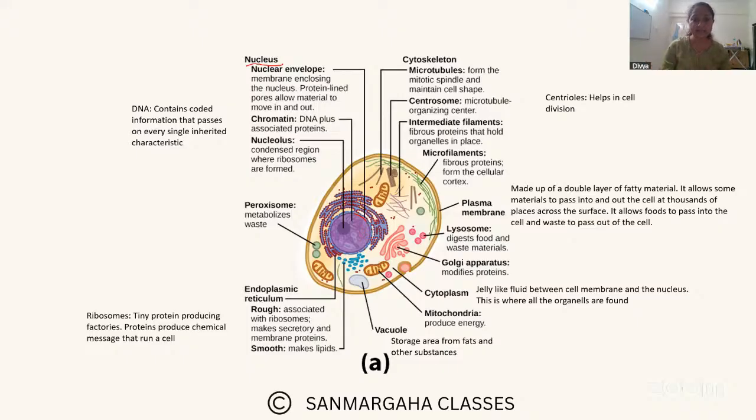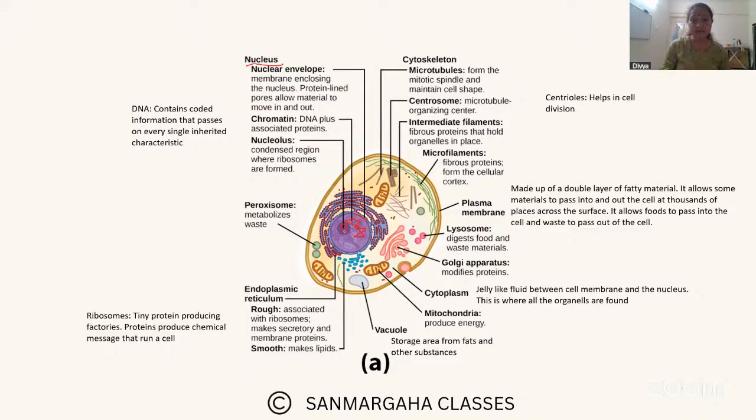Next, you have these structures, which are the chromatin network. What is this chromatin network? It is the DNA associated with proteins, DNA coiled around the proteins. And you have the nucleolus here. It is the condensed region where ribosomes are formed.